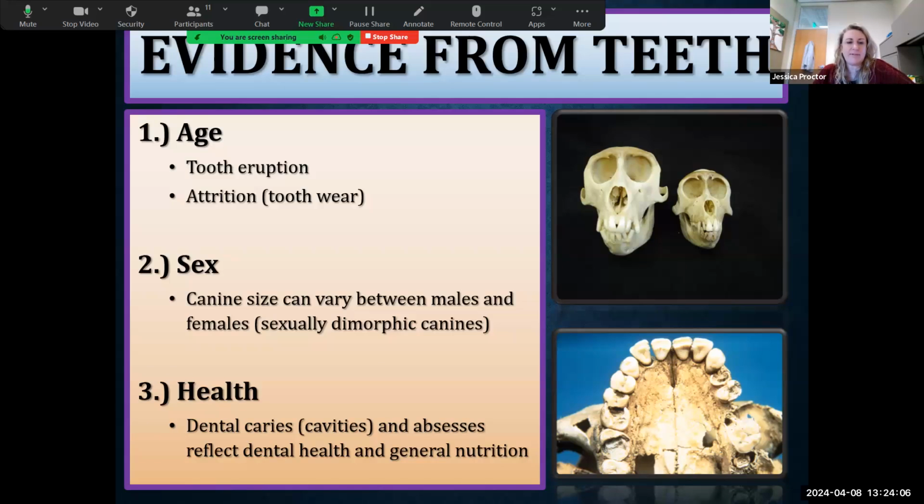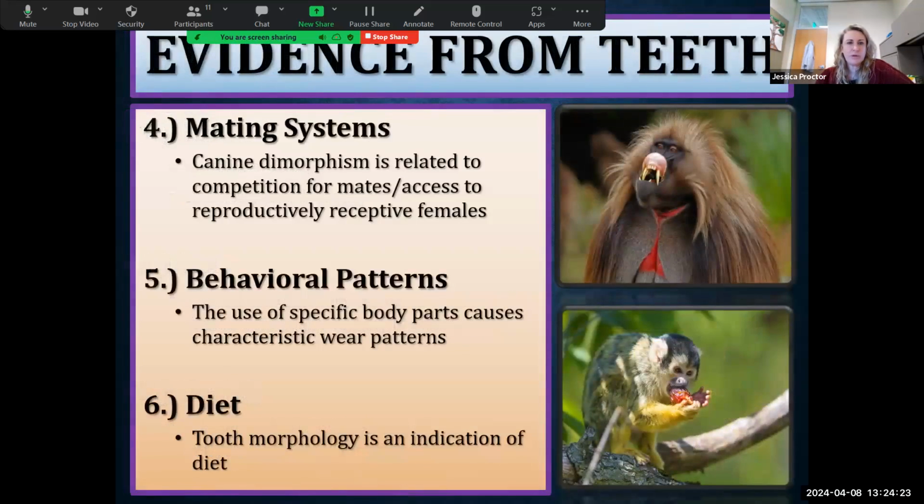So these are abscesses in the back of the mouth generally. Not that you can't get a dental cavity in your incisors or canines, but generally the most common location for dental caries is in the back of the mouth where the molars and premolars are. So that can be a reflector of nutrition and general health.